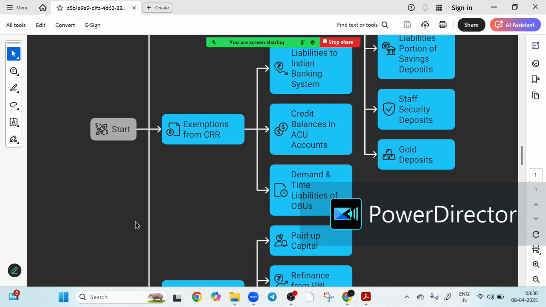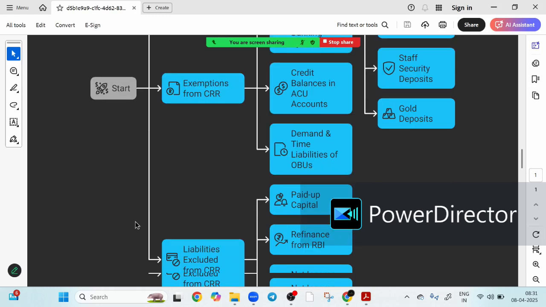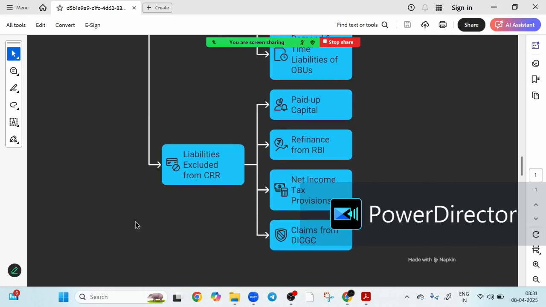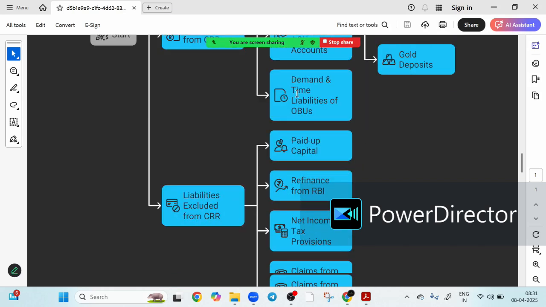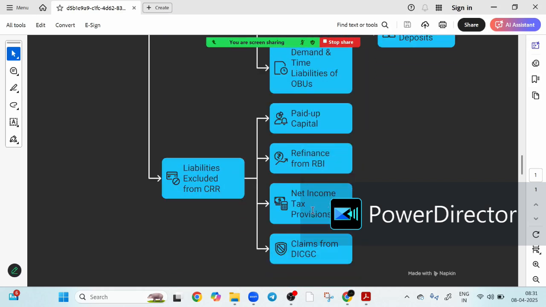Friends, what about the exemption from CRR? Some liabilities are excluded when calculating CRR. What are those liabilities? Remember, here you can see the liabilities excluded from CRR. Paid up capital, right? Demand and time liability of the RRB. You know what RRB is, Regional Rural Bank, right? Paid up capital. Then we have refinance from RBI, borrowing from RBI, net income tax provision, refinance from NABARD and SIDBI, and even claim from DICGC. DICGC, Deposit Insurance and Credit Guarantee Corporation. It's a deposit insurance body.